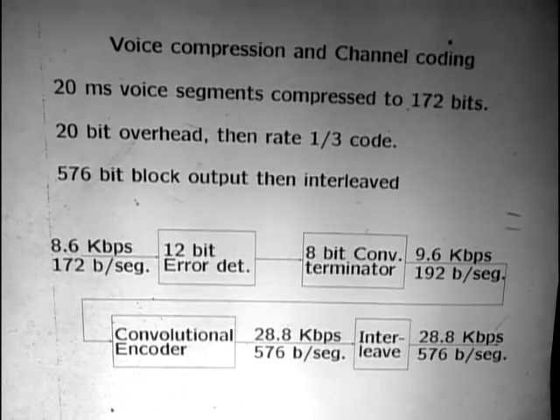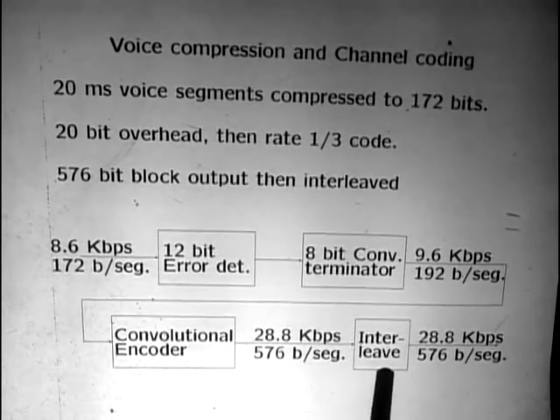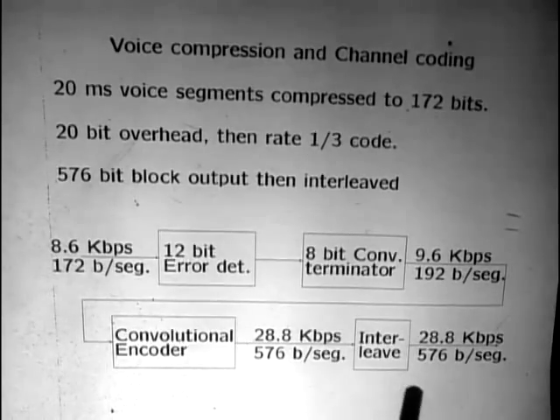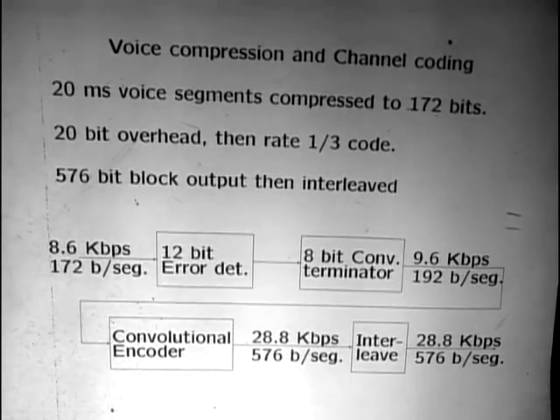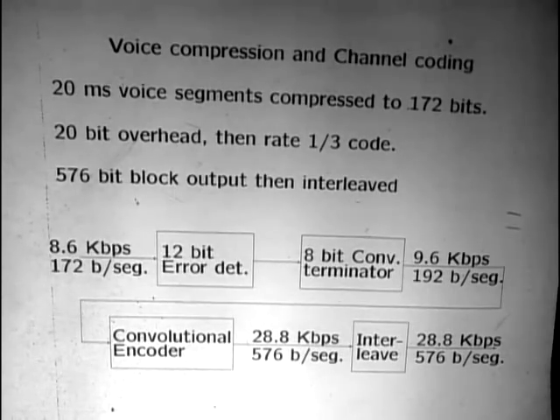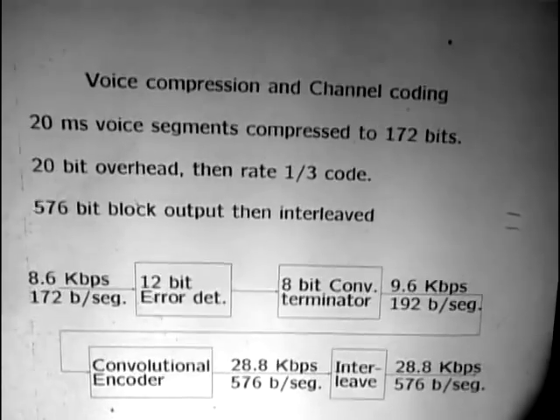576 bits per segment. We then go through an interleaver. Don't ask yet what the interleaver is for. All the interleaver does is take these 576 bits and scramble them all around. The receiver knows how they've been scrambled, so the receiver can unscramble them again. And why you need that is something we will talk about later, a good deal later.